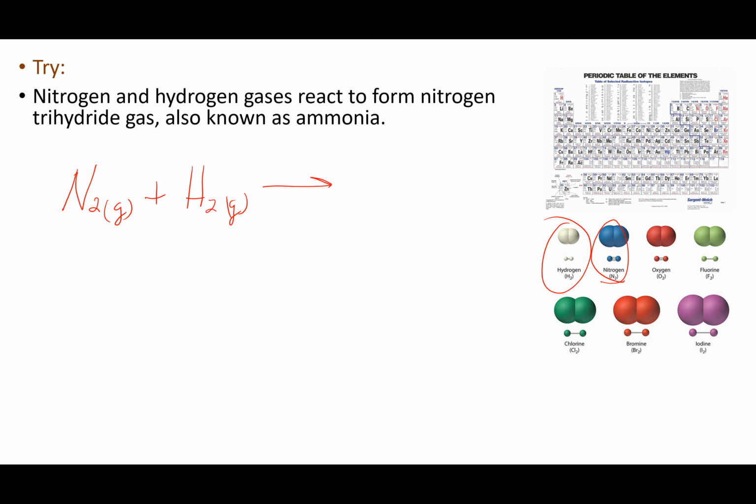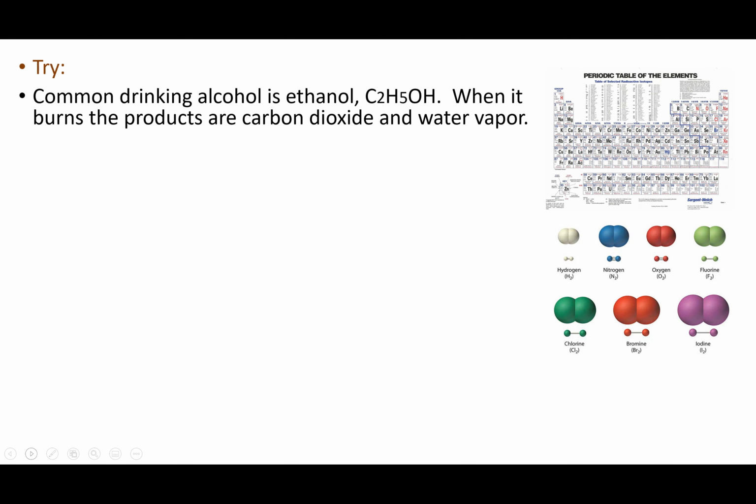React gives us that yield sign. Nitrogen trihydride. So that's one nitrogen. Trihydride, tri means three hydrogens, and it tells us it is a gaseous state. And that's our reaction. Pretty good? Okay. All right, let's try one more.